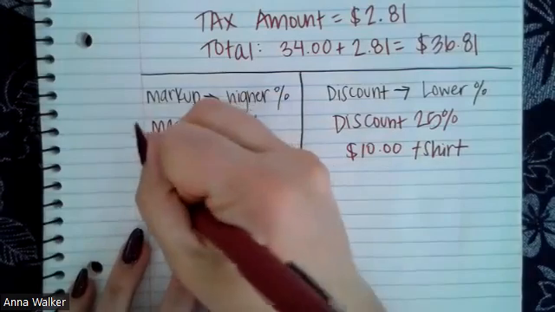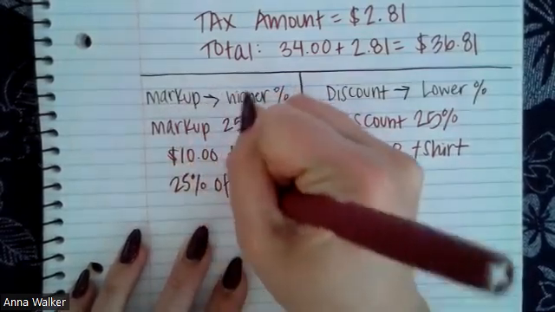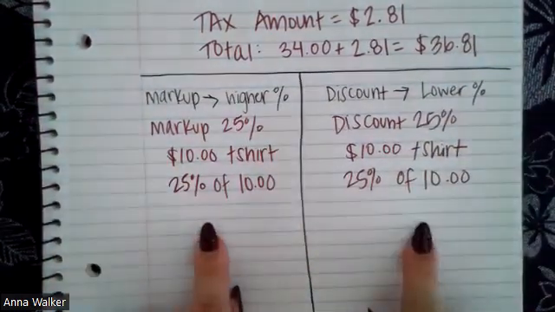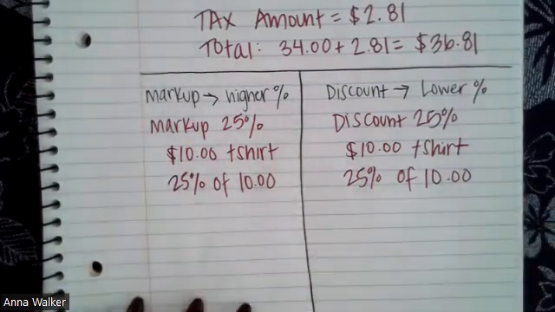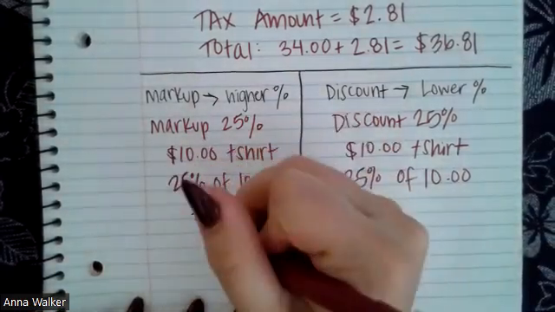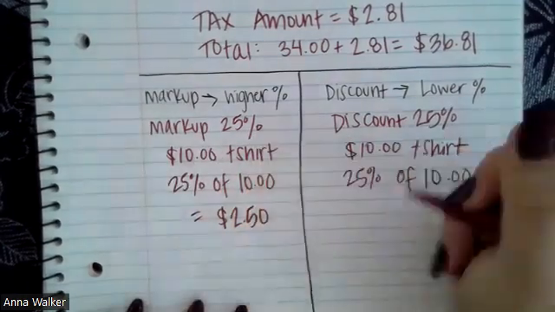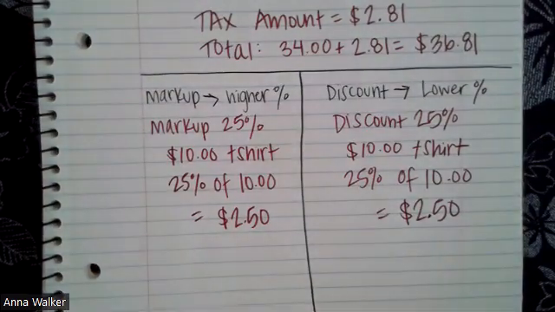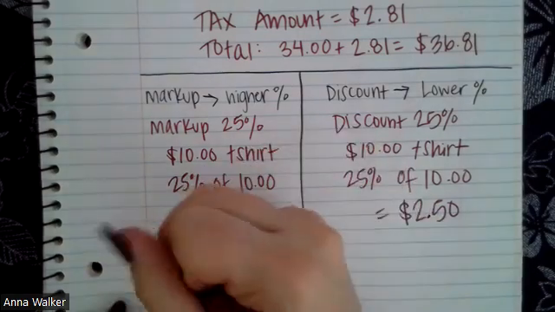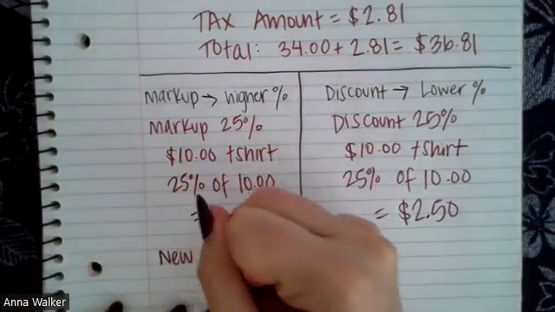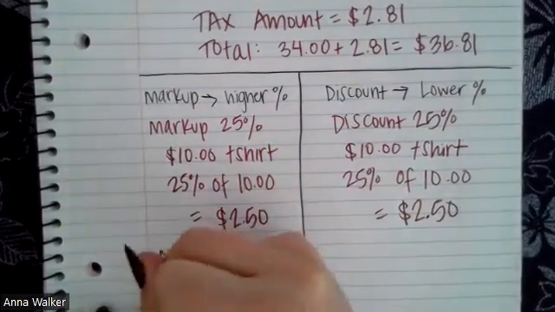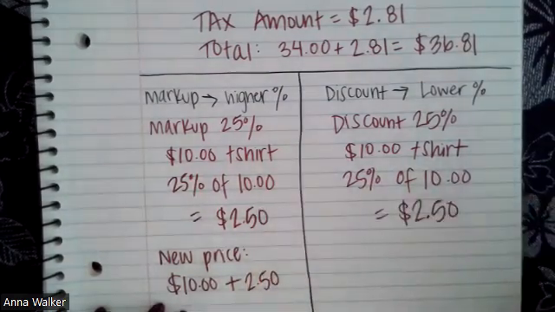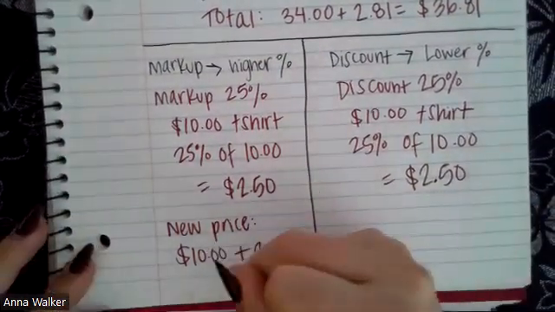So in both instances, we're going to take 25% of $10. But what we do with this amount is going to depend on if it's a discount or a markup. So 25% of $10 is equivalent to $2.50. In a markup, since we are marking the item up to a higher price, the new price is going to be the price of the original item, $10, plus the amount of the markup, $2.50.